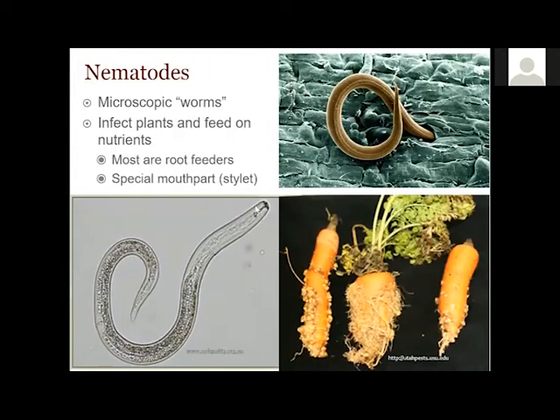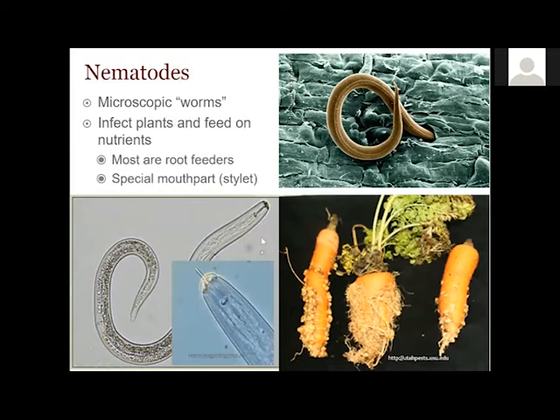All right, nematodes. So these are microscopic worms. They infect plants and feed on nutrients from the plant. Most are root feeders, and they infect through the root. They do have a special mouth part called a stylet that is unique to plant pathogenic nematodes. And here's a close-up of that. It's like a little straw that they use to pierce the plant material. And here you can see some root knot nematode galls on carrots.